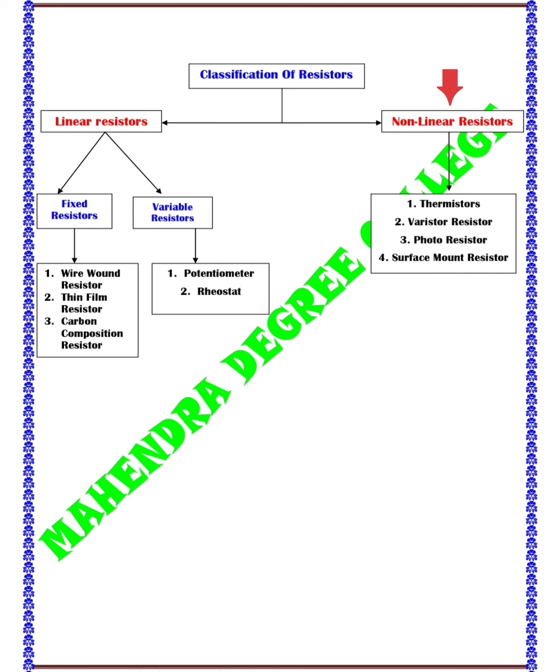Nonlinear resistors are those types of resistors where the electric current flowing through them changes with the change in applied voltage or temperature and does not follow Ohm's law. There are several types of nonlinear resistors: thermistors, varistor resistors, photoresistor or LDR. LDR means light-dependent resistors. Surface mount resistors.